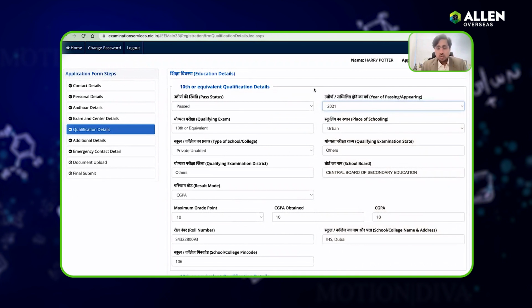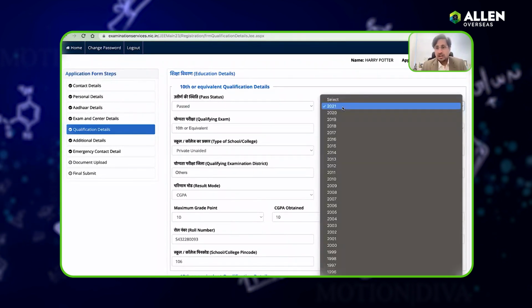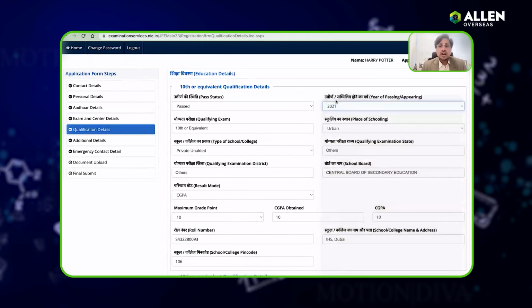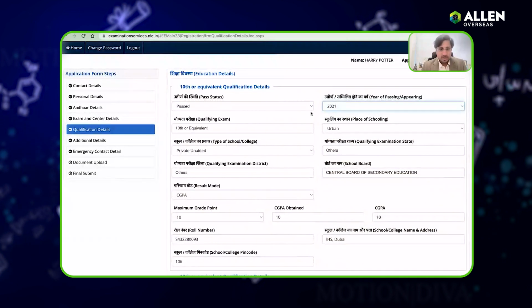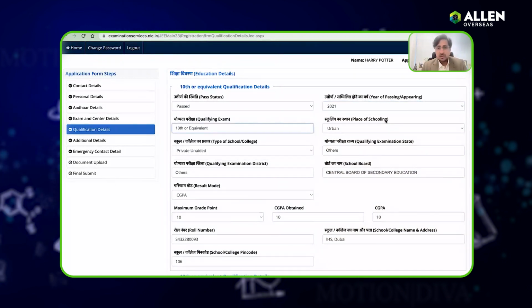So for the students who are appearing in the 12th board, 2021 would be the year they cleared their 10th examination. The 12th examination they will be clearing in 2023. So for the qualifying examination, 10th or equivalent, only one option is there.